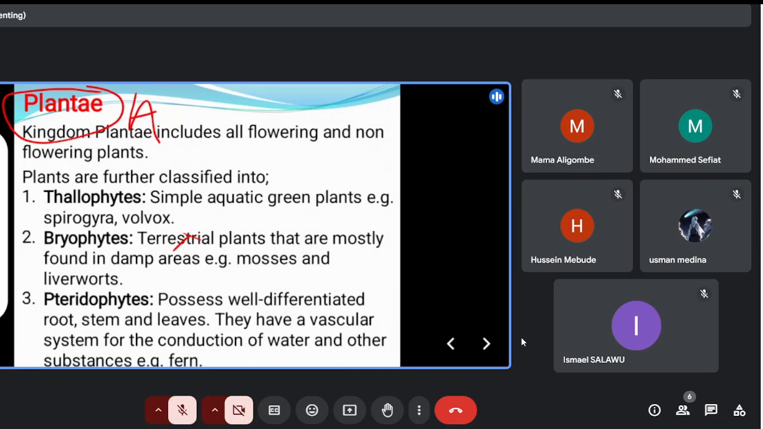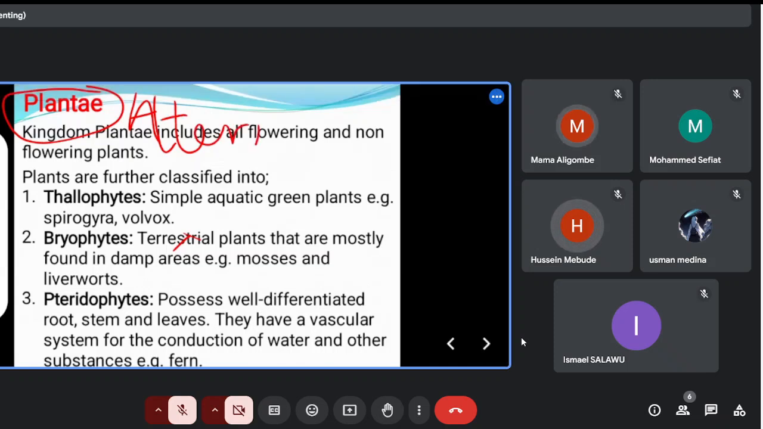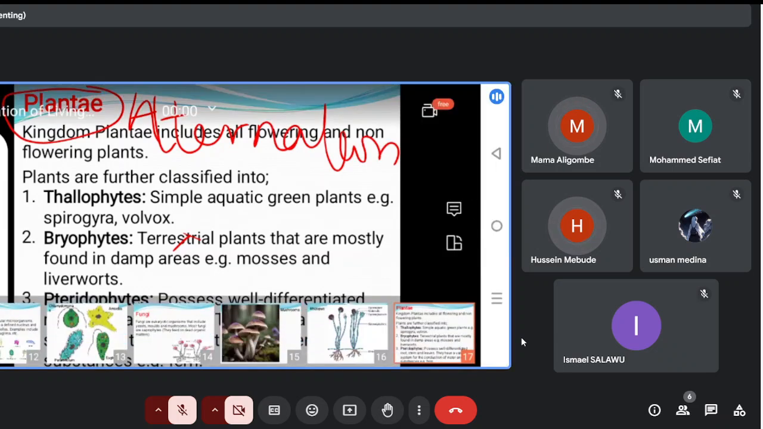Have you all noted that? Yes, ma'am. Now, what is that about? It is about the life cycle of their reproductive stage.